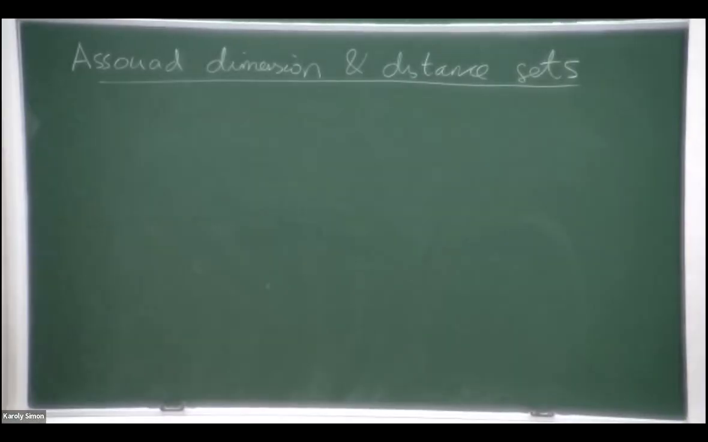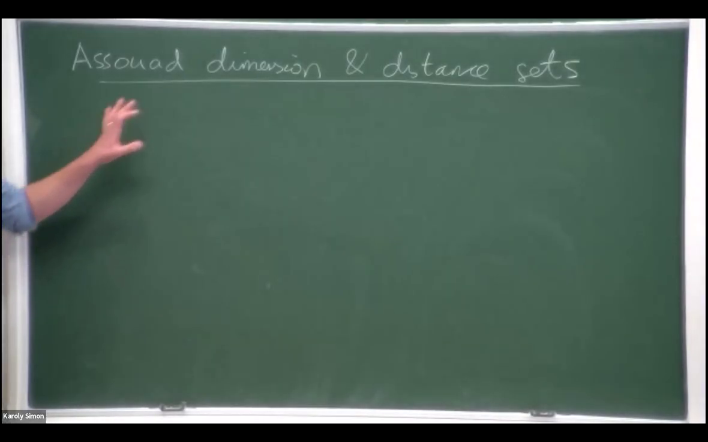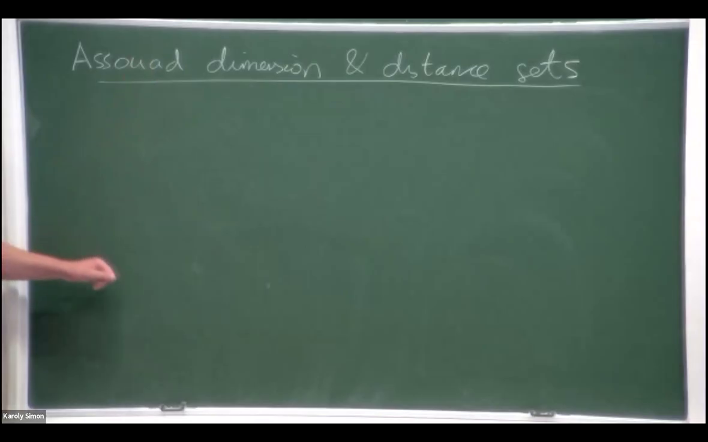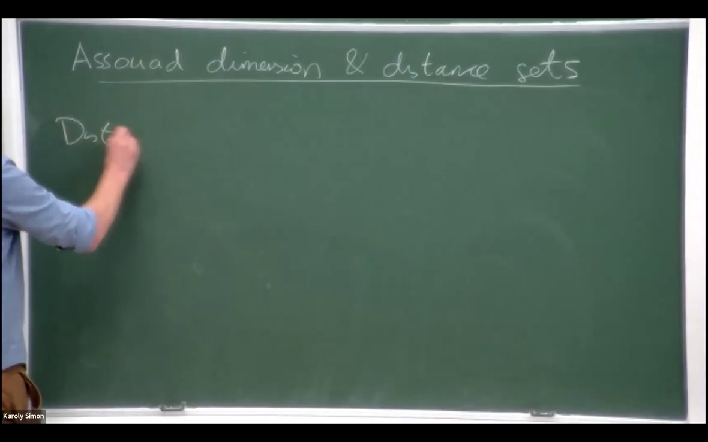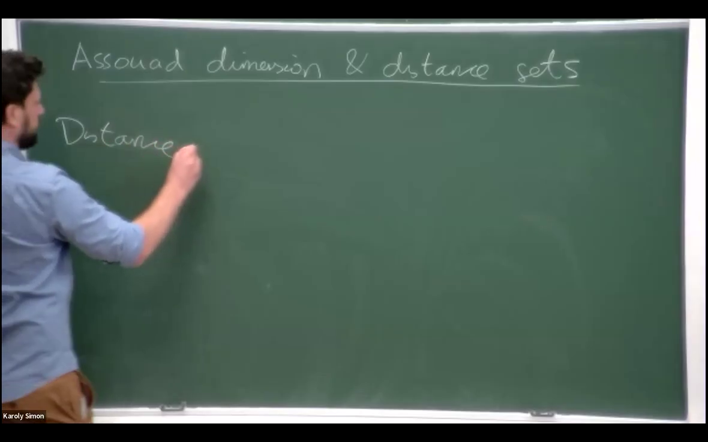Okay, so I want to talk about Assouad dimension, and in particular, an Assouad dimension analog of the distance set problem, or the Falconer distance set problem, as it's sometimes known. And I'm going to introduce these things, just in case there's anyone in the room who hasn't come across it before. And I'll state some results and hopefully give some proof towards the end.